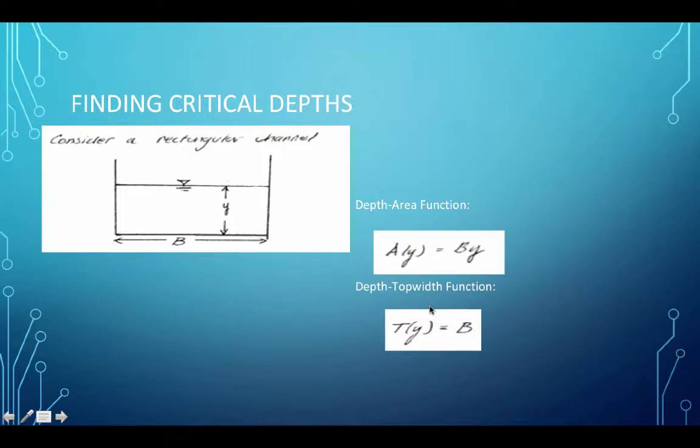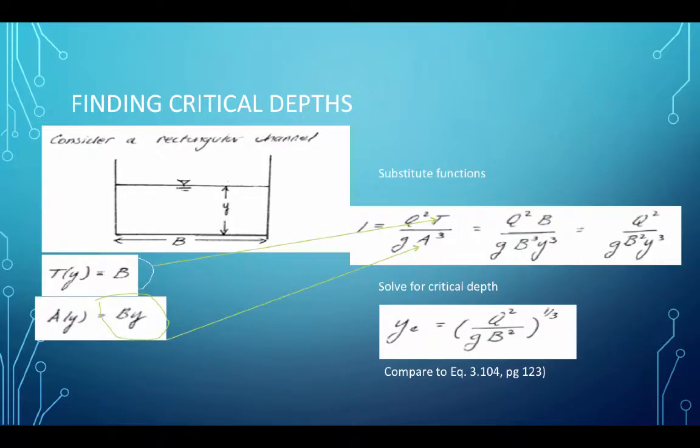So finding critical depths, we'll start with a rectangular channel. We already know the depth-area and depth-top width function. We substitute those functions into the various definitions. In our case, critical depth occurs when the Froude number squared equals 1, or when q squared over g b squared y cubed is equal to 1. Solve for critical depth, and we get y sub c is q squared over g b squared, quantity to the 1/3 power, the cube root of q squared over g b squared.